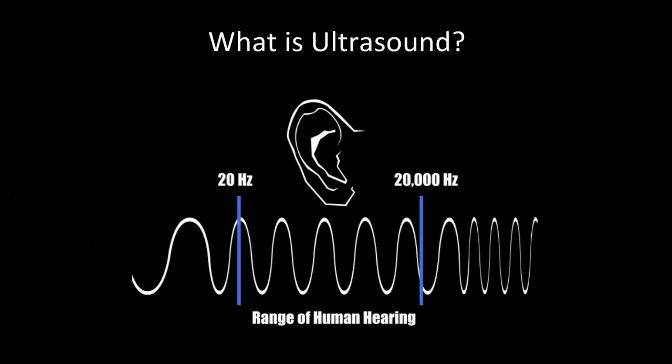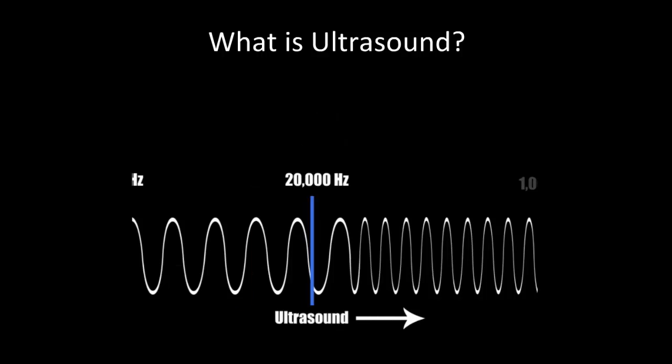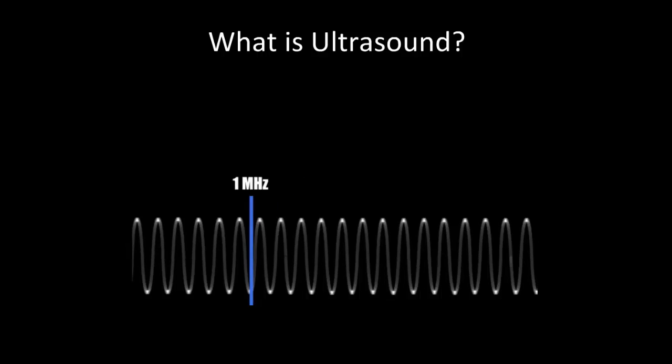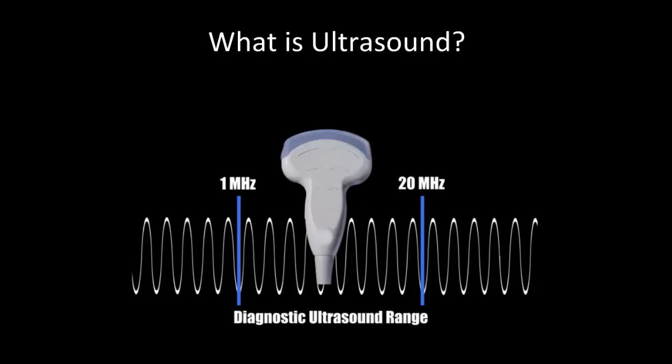So what is ultrasound actually? Well, the human hearing range is about from 20 Hz to 20,000 Hz, where Hz is the unit of frequency. Sound waves that have a frequency lower than 20 Hz are called infrasound, and sound waves with a frequency of greater than 20,000 Hz or 20 kHz are called ultrasound waves.